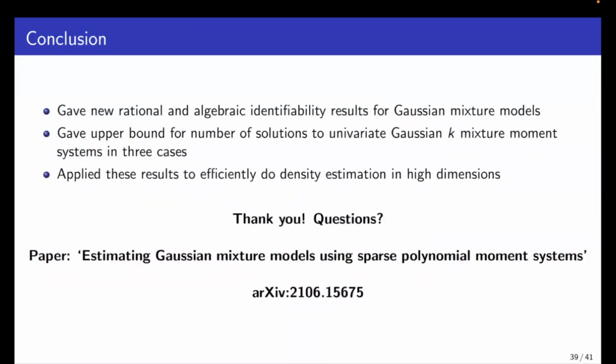So just to wrap up quickly, we're able to give new rational and algebraic identifiability results for Gaussian mixture models. In addition, we were able to give an upper bound for the number of solutions to univariate Gaussian mixture moment systems. And then we could actually apply these results to efficiently do density estimation in high dimensions.